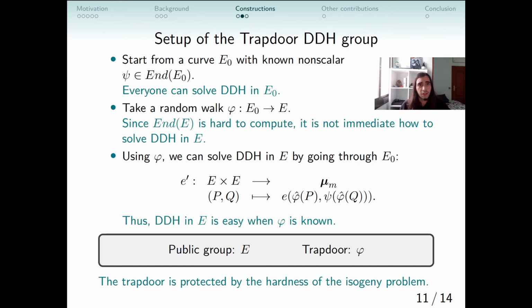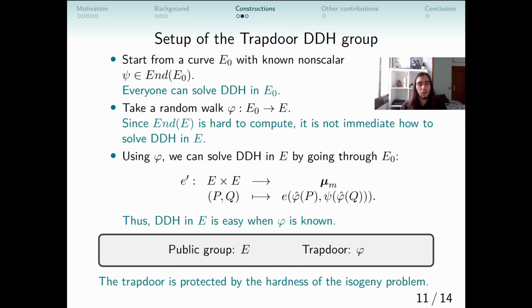So now it's pretty clear what we do. We reveal as a group the curve E or some subgroup of it, and we keep as a trapdoor the path we took from E0 to E, so that we are able to move the problem back to E0 whenever we want and use that to solve DDH instances. That way only the party who knows this path is able to solve DDH instances.